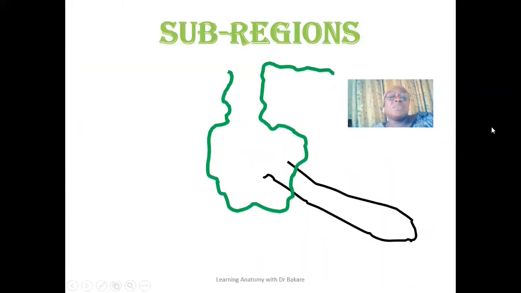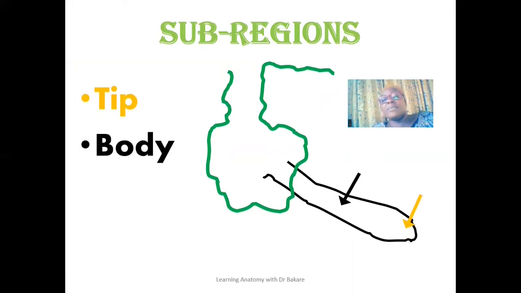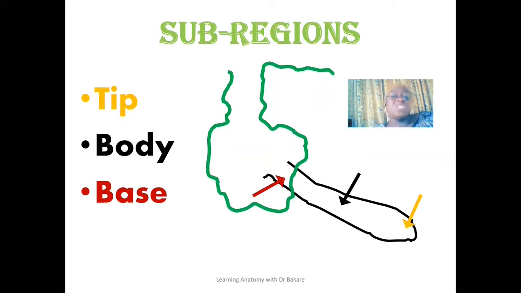Now let's look at the sub-regions of the appendix. The appendix is further subdivided into 3 sub-regions. We have the tip, and this is the tip of the appendix. We have the body. This is the body, which is the central part. Then the last sub-region is the base, and this is the base. The base is the region of the appendix by which it is attached to the posteromedial wall of the cecum. So these are the 3 sub-regions of the appendix.